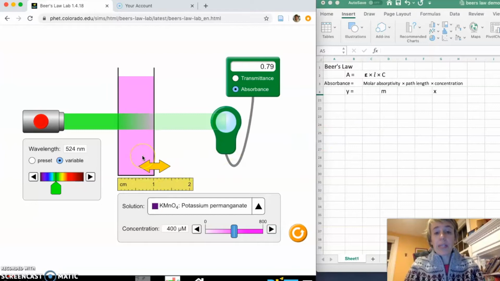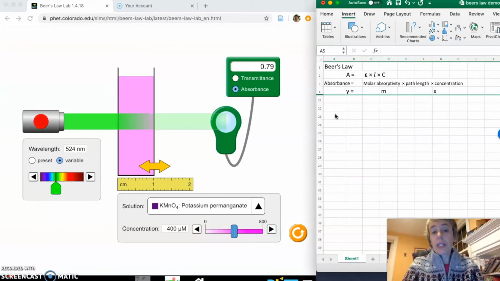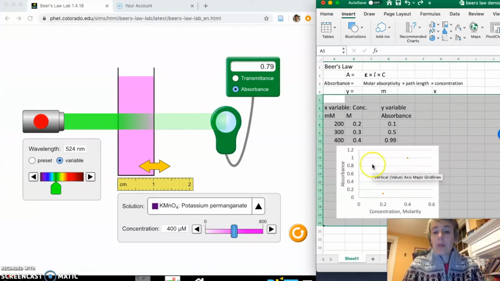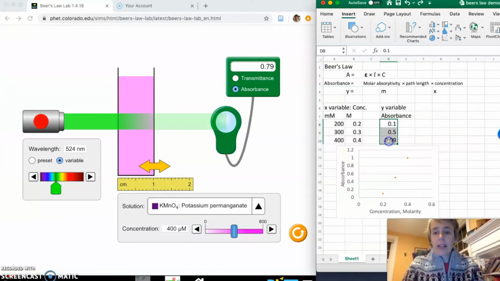So let's come back to our potassium permanganate solution here. What I am going to do is just make my different solutions by dragging the slider, and we'll be able to see how the absorbance is affected. And I'll quickly go over how to graph that data and how to get that molar absorptivity value as well. So I did a little bit of work on here already. The concentrations that I'm going to choose for my Beer's law calibration curve are 400, 300, and 200 micromolar. So we already know that the absorbance at 400 micromolar is 0.79.